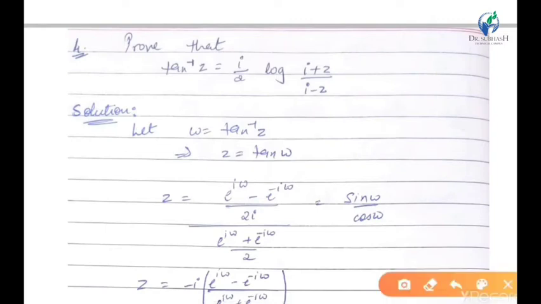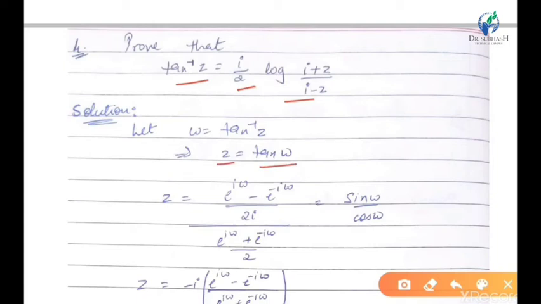Let us take one more example. Prove that tan inverse z is equal to i by 2 log of (i plus z) upon (i minus z). Again we will assume w equal to tan inverse z. So z will be equal to tan w.